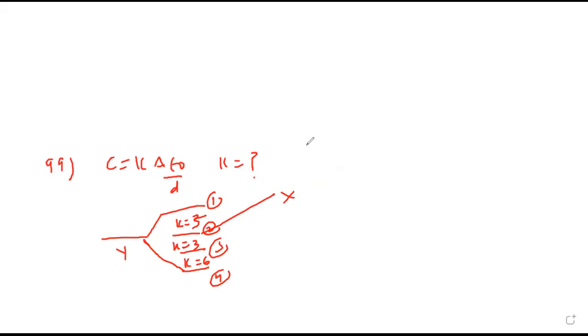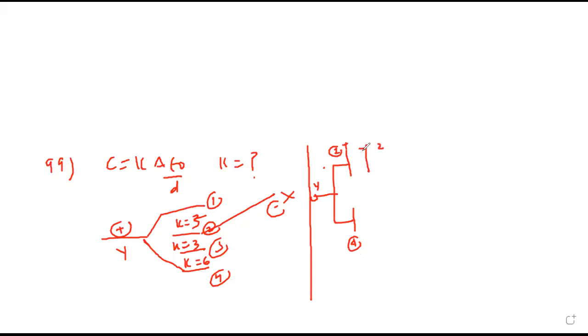Now, if I can rearrange this structure as a series parallel combination, I can find the equivalent. Suppose the first plate is positive, then the fourth will also become positive because both are joined together. So 1 and 4 I am connecting together to the Y line. Then the second one is connected to the negative terminal. So this plus and minus becomes one plate.